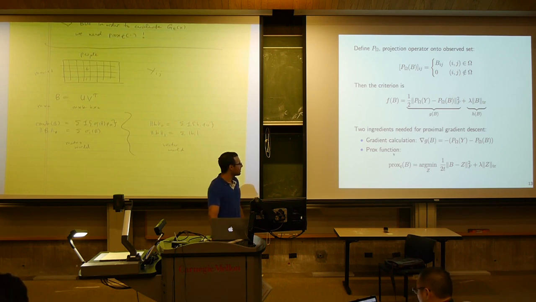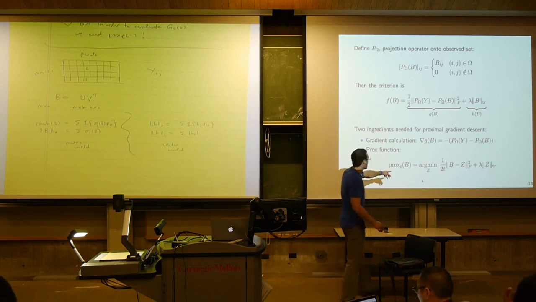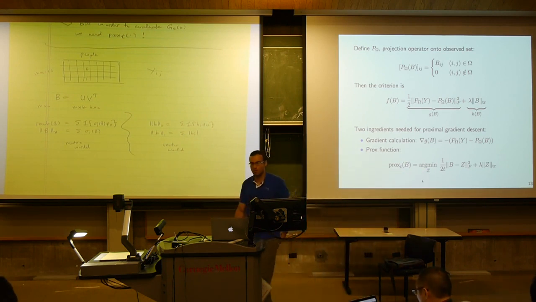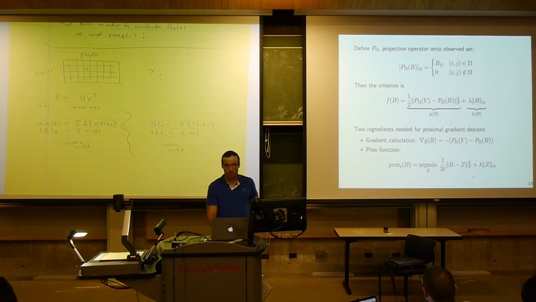And the prox operator now is defined by minimizing over all matrices Z the sum of squared differences between bij and zij plus lambda times the trace norm of Z. So Z is the optimization variable here. B is the matrix at which we want to evaluate the prox operator. And T is the parameter for the prox operator. So we multiply this first term by 1 over 2T.